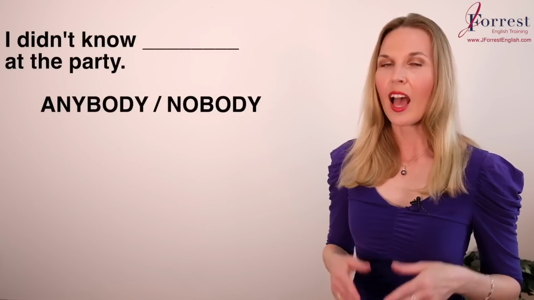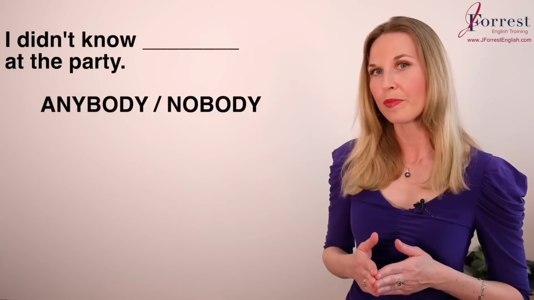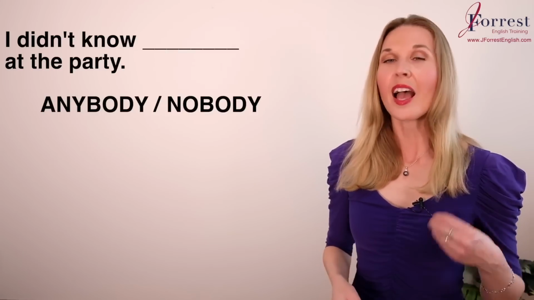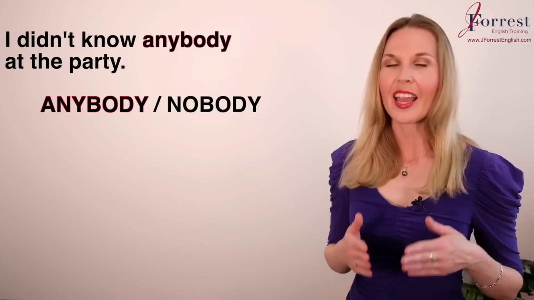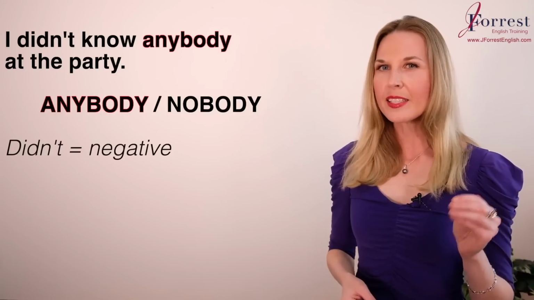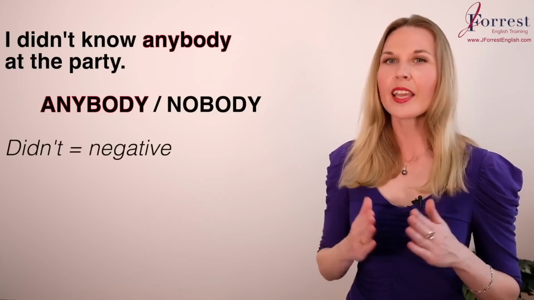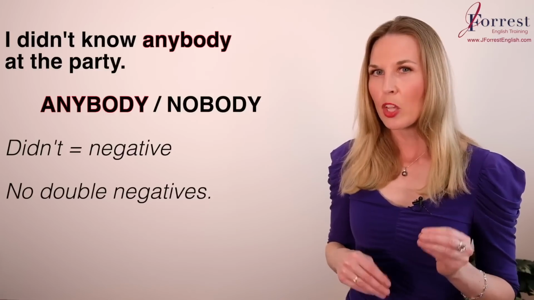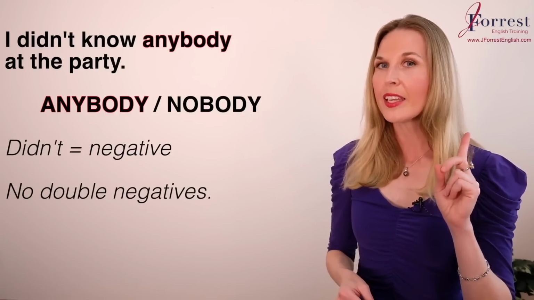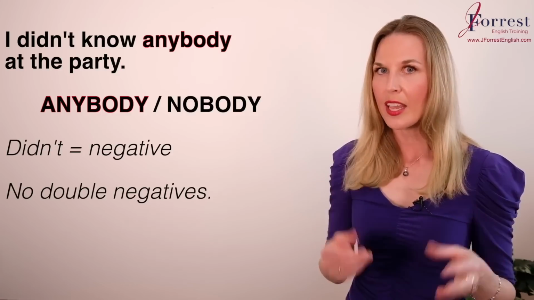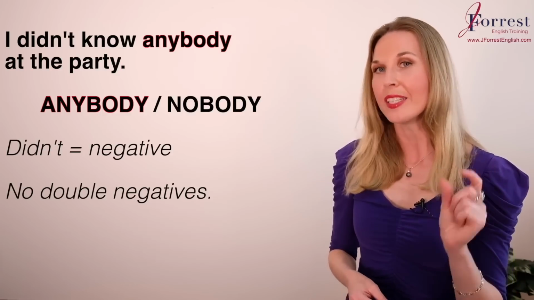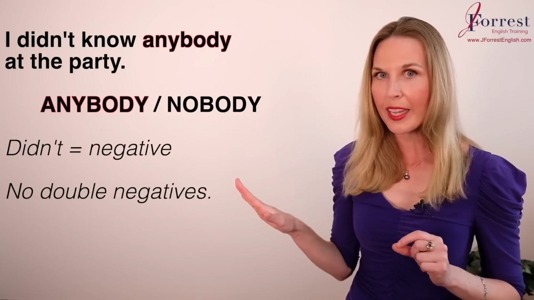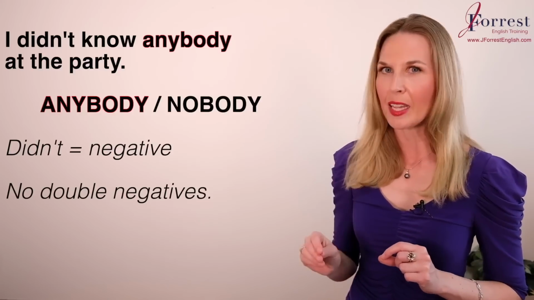Number 6, I didn't know anybody at the party. Didn't is negative. In the English language, we do not like double negatives. You can only use one negative in a clause. And since I already have didn't, I can't use the negative nobody. I have to use anybody.